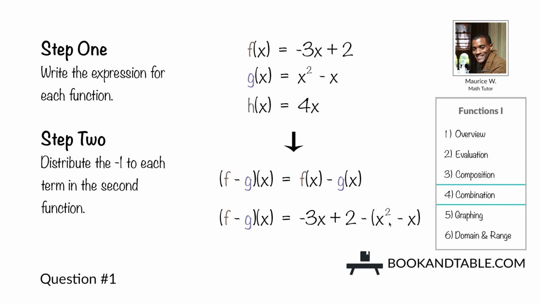And now step 2, distribute the negative 1 to each term in the second function. That would give us negative 3x plus 2 minus x squared plus x. Negative 1 times negative x would give us plus x.